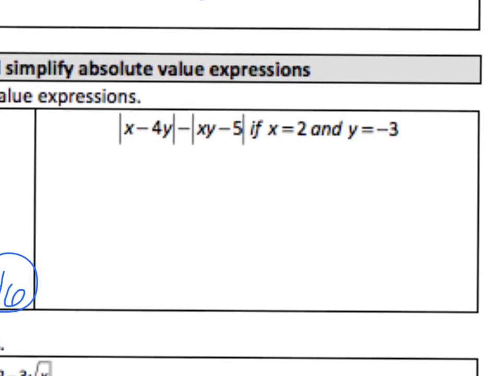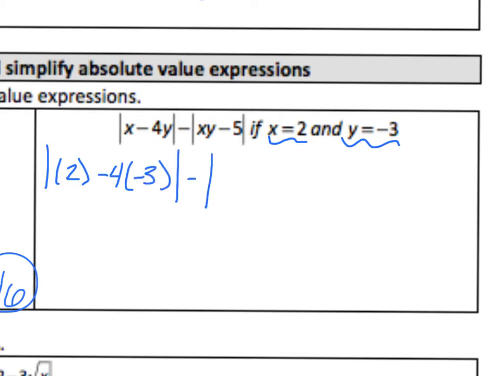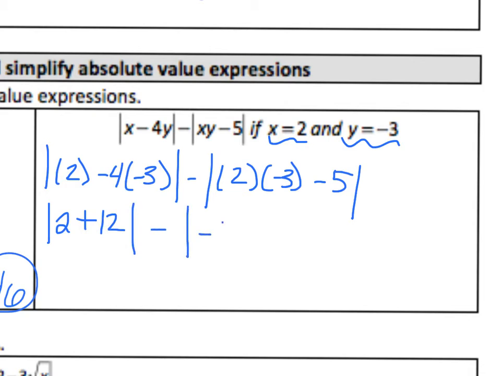Okay, so if we substitute in numbers, we would put them in parentheses, but the absolute value bars would stay. So I've got the absolute value, x is 2 and y is -3. So I've got 2 minus 4 times -3 minus 2 times -3 minus 5. Okay, so I'm going to simplify within. This is going to turn into a plus 12 minus -6 minus 5. Still simplifying within, so I've got the absolute value of 14 minus the absolute value of -11.